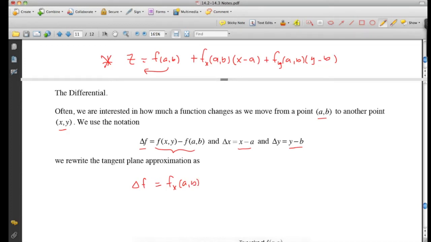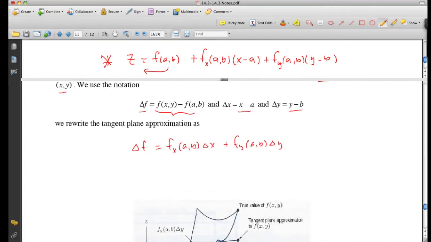And then x minus a, we've agreed that that's just equal to delta x. And then partial with respect to y at AB. And then this y minus b, we're just going to say is change in y. Okay? All right, and a lot of times when we talk about this approximation or this differential, we're going to use this notation. Delta f is just equal to, and we'll just say fx times delta x plus fy times delta y. Okay, just simplifying the notation a little bit.